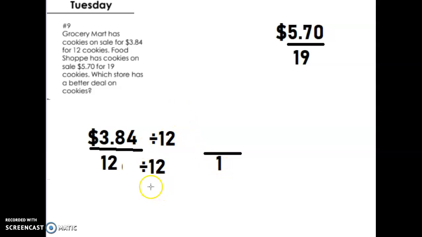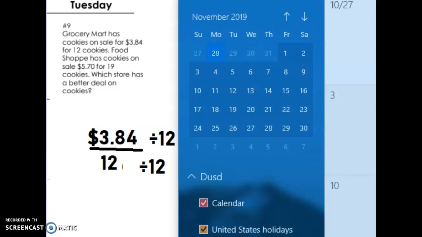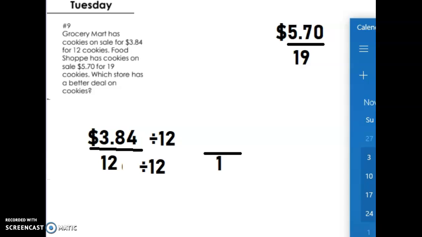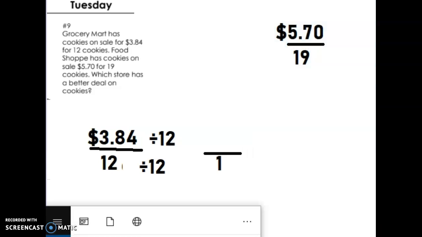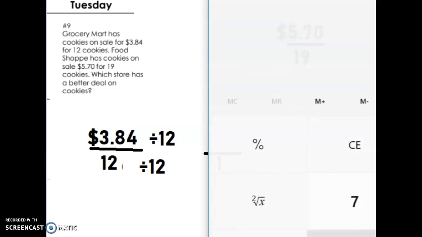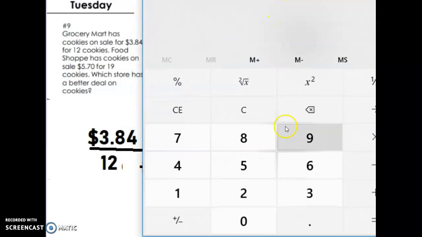So 384.12. Look what I'm going to do, guys. I'm going to cheat. And this is an, oh, that didn't work. Not my calendar. I was trying to get my calculator. There we go. Oh, my calculator is huge. Oh, here we go. So I have 384. Oh, you guys can't see it. One sec, guys. Try that again.